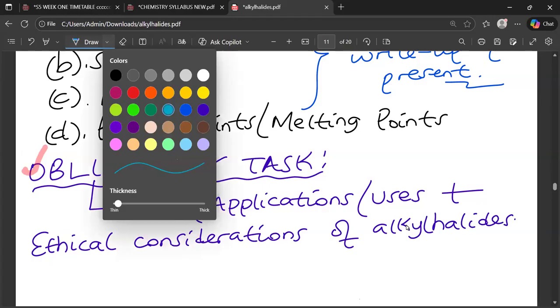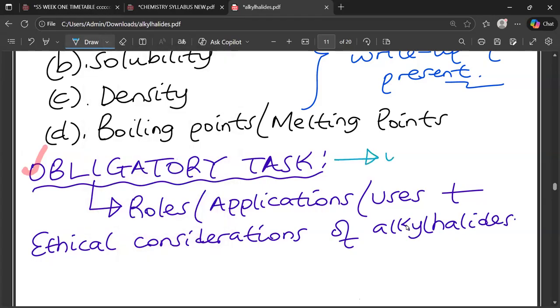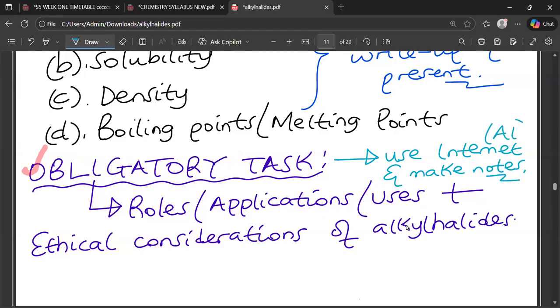So here, use the internet. Use the internet and make notes. Use the internet, you can even use AI. It's becoming better and better, to make your notes for that, and you're done.